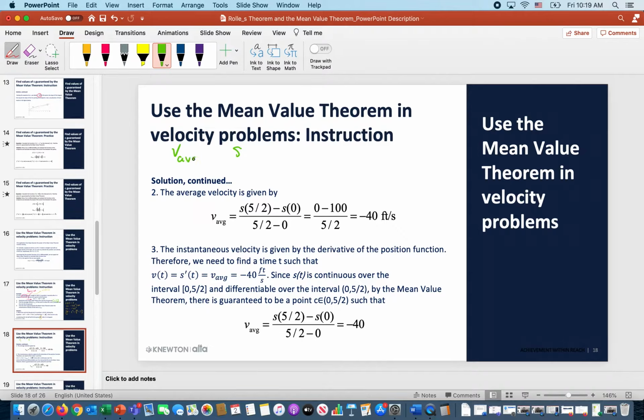Here's something that you need to know. The average velocity is equal to the change in s over the change in time. We refer to the change in s as the displacement, okay? The displacement of the object. The change in position, right? That's change in position.